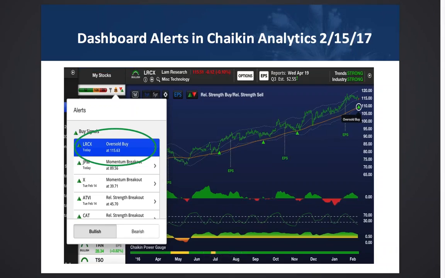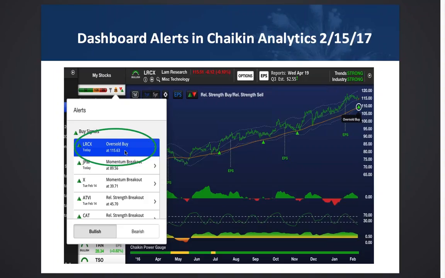Now, how do you find these signals? It's great to know that they're there, but we have dashboard alerts in Chaikin Analytics. So I follow a list of 150 stocks, far too many for the average trader. You should follow 15 to 20 stocks and get to know them really well with whatever indicators or patterns you look for. But in this case, to prepare for the webinar, I clicked on this signal bell and I saw all the buy signals that had triggered based on last night's close in the 150 stocks I follow.